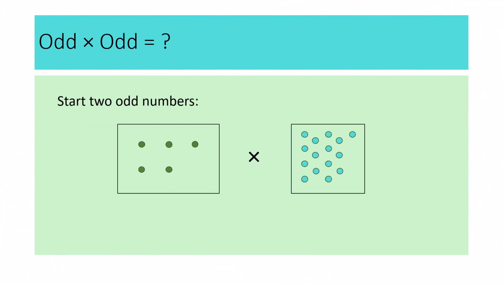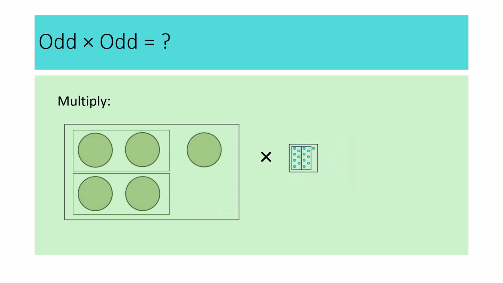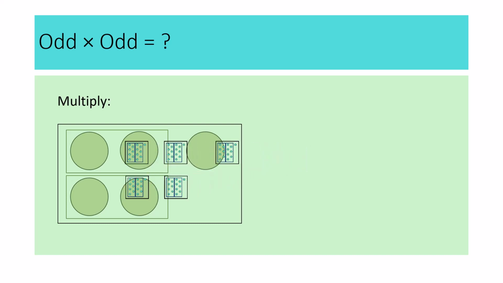Now we'll look at the product of two odd numbers. The actual values of the numbers don't matter. All we care about is that both numbers can be split into two equal parts with one leftover object. Then we multiply. The first number represents a number of groups, and the second number is the number of objects in each group.